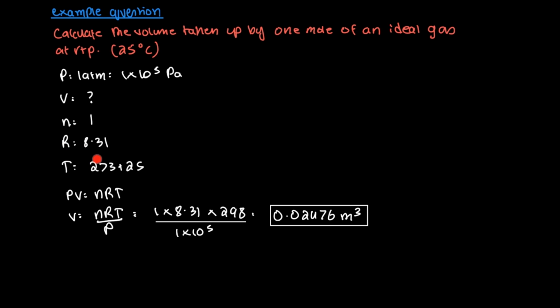R is always going to be 8.31. And the temperature, in the equation which you use, which is PV equals nRT, needs to be in Kelvin. So even though they've given it in degrees Celsius, we'll have to convert it to Kelvin by adding 273 to it. After you apply this equation, you're going to get this as the volume in meter cube.